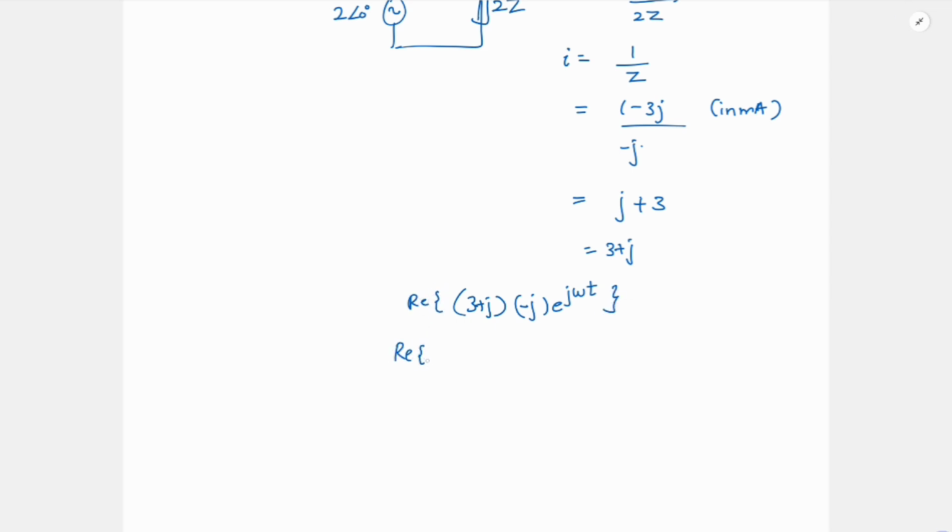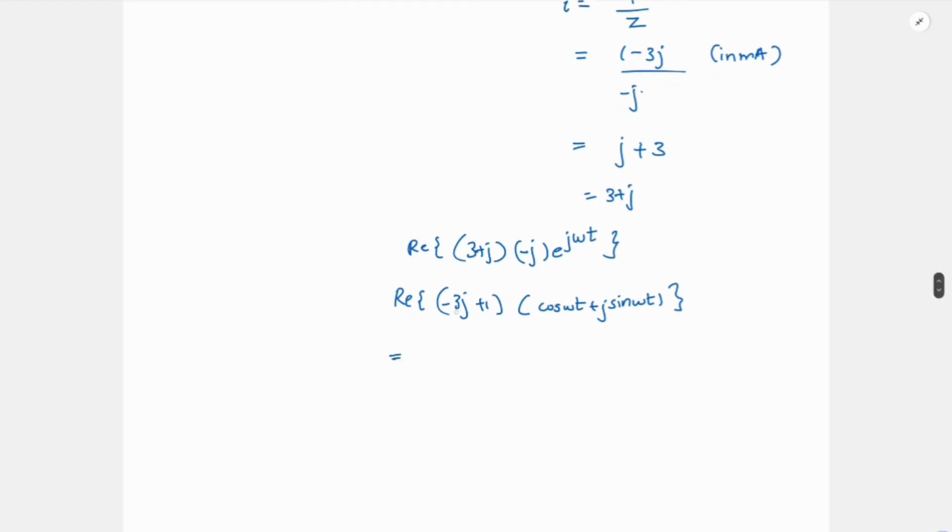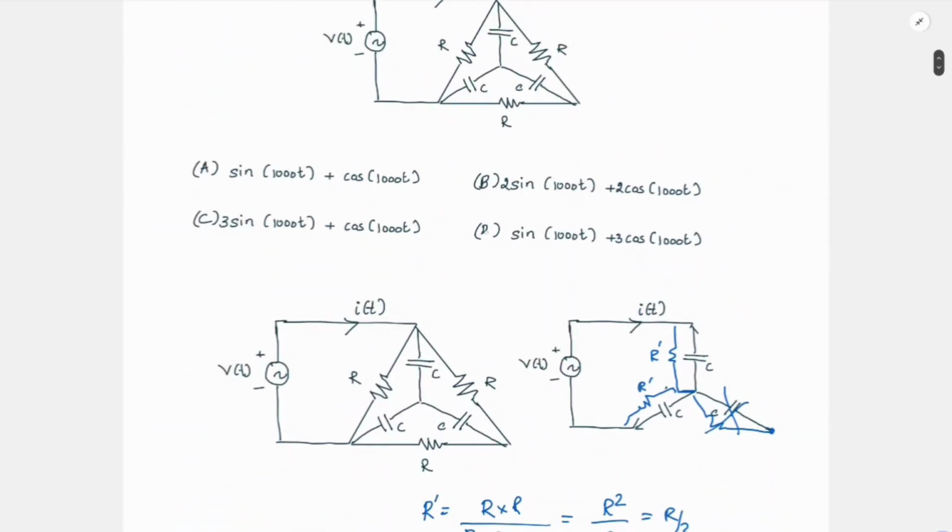So here what I'll get? Real part of (minus 3j plus 1) times (cos omega t plus j sin omega t). So what real part will remain? 1 into cos omega t, so I'll get cos omega t, and minus 3j into plus j, which is nothing but plus 3 sin omega t. So my answer should be 3 sin omega t plus cos omega t. So here, 3 sin 1000t plus cos 1000t. So C is my right answer.